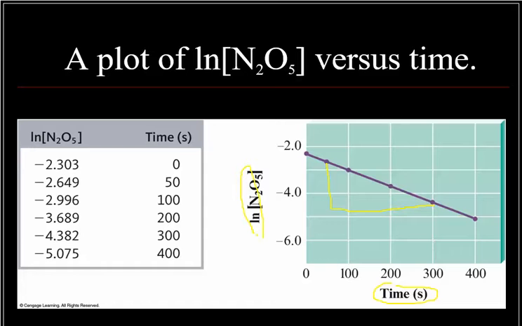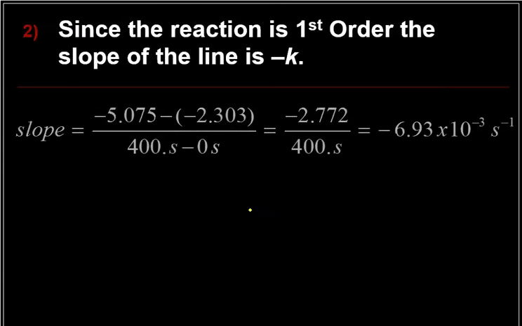Now something to keep in mind is the unit here. What would be the unit for the natural log of a concentration? Everybody will say, well, there is none. So there is no unit for a natural log of a concentration. In our numerator there's no unit, but in the denominator we have seconds. So let's see what that looks like.